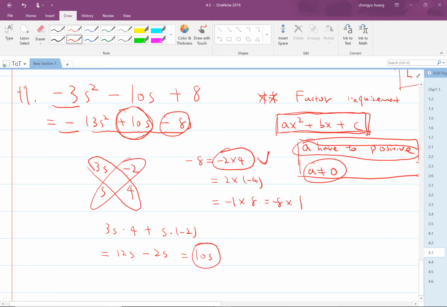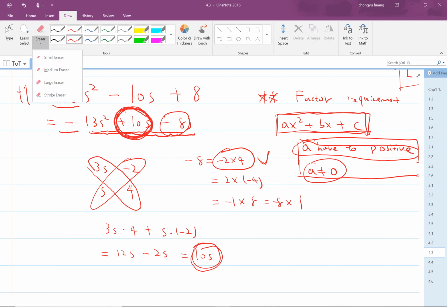Don't get confused. We are focusing on the c in the bracket right now. The c we are trying to factor out is the c in the bracket. In the bracket, we have a positive 10 as the middle number, and here we get 10s. So we actually get the right combination.